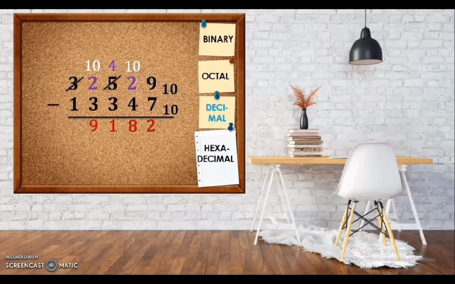And lastly, since we borrowed one from the 3 earlier, our number is reduced by 1. So our 3 becomes just 2. And the 2 will now be subtracted by 1. After we subtract all our numbers, we will have our final answer of 19182 base 10.